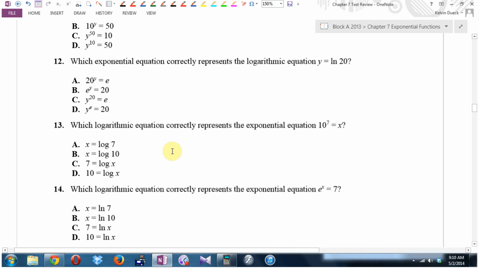Okay. Glad you asked. I like these questions. So maybe you all want to look at number 12 and/or 13 and/or 14. Okay?